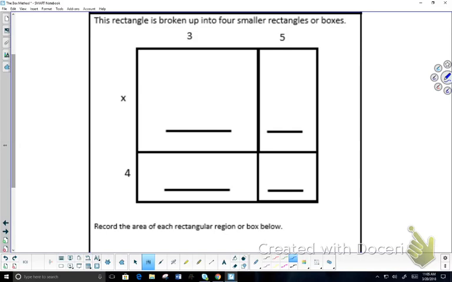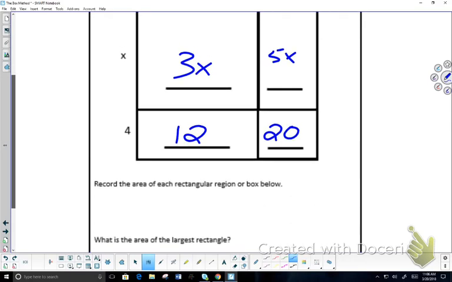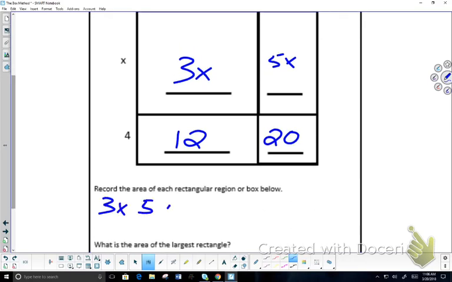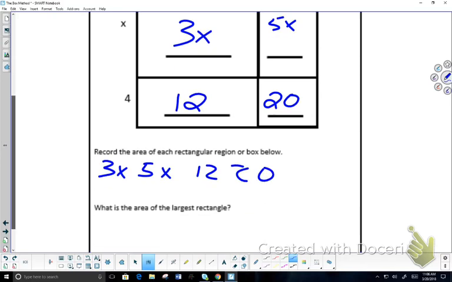All right, Jason, tell me, what do I get for my first box right here? 3x. What do I get for this box right here? 12. What do I get for that box? 5x. And what do I get for this box right here? 20. Okay, so it tells me to record the area of each rectangular region below. So I got 3x, 5x, 12, and 20. And then how do I figure out what the area of the largest is? Just add them. And what do I get, Jason? I haven't done that yet. Okay, I'll wait.